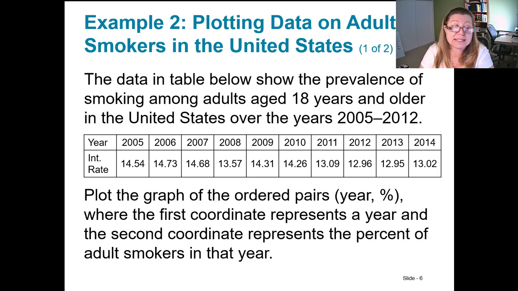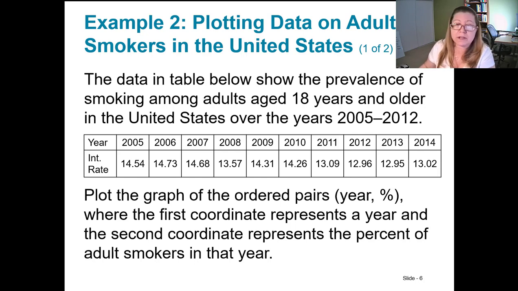So let's take a look at this example. We want to plot our data based on adult smokers in the United States. Our data is year, and our second coordinate represents the percent of adult smokers that year. And why would we want to plot this data? Well, one, we would want to see maybe if there are trends going on. How do we want to plot the data? Well, let's look at it in several different ways and see which way looks best for our particular data.